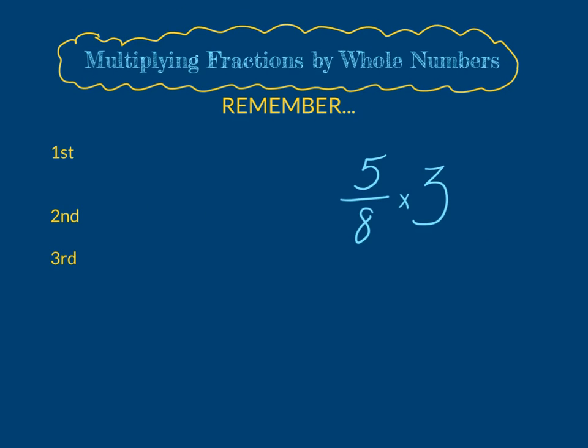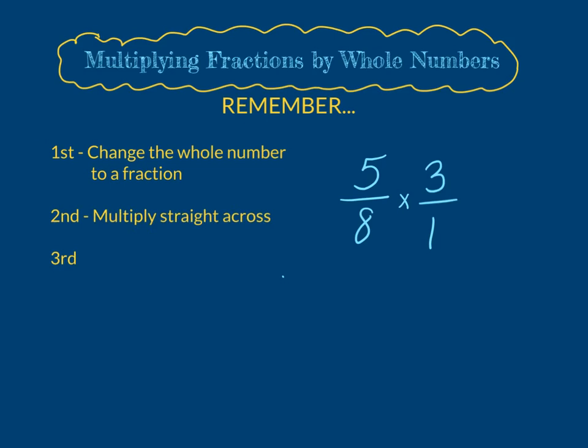Let's review. When multiplying fractions by whole numbers, the first thing we have to do is change the whole number to a fraction. In this case, I'm going to change 3 to 3 over 1. The second thing I need to do is to multiply straight across. So again, here I'm going to multiply 5 times 3 equals 15, and 8 times 1 equals 8, giving me the improper fraction 15/8.